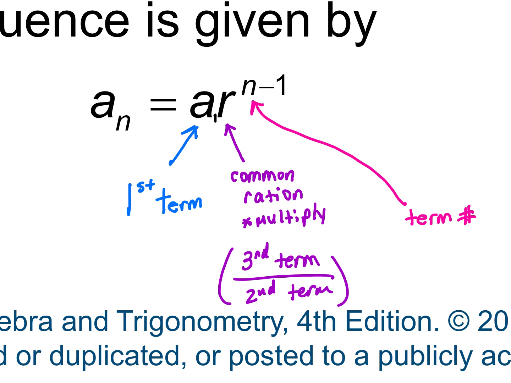We can do that by taking the third term and dividing it by the second term. You could also do the second term and divide it by the first, as long as you take one of the terms and divide it by the one immediately in front of it. So you could do like the fifth term and divide it by the fourth to find what your common ratio is. So it's just what you're multiplying to get from one number to the next. It is always multiplying. And then n is our number of terms.